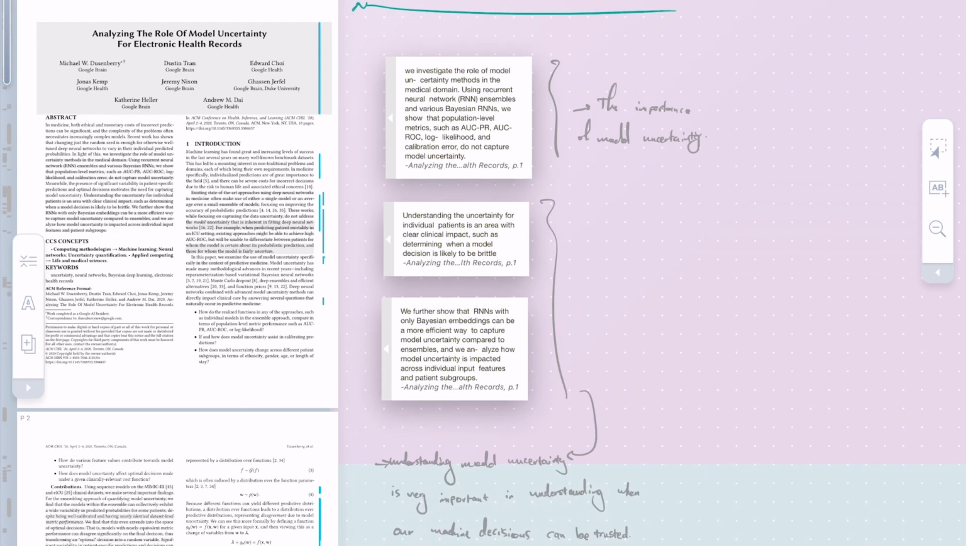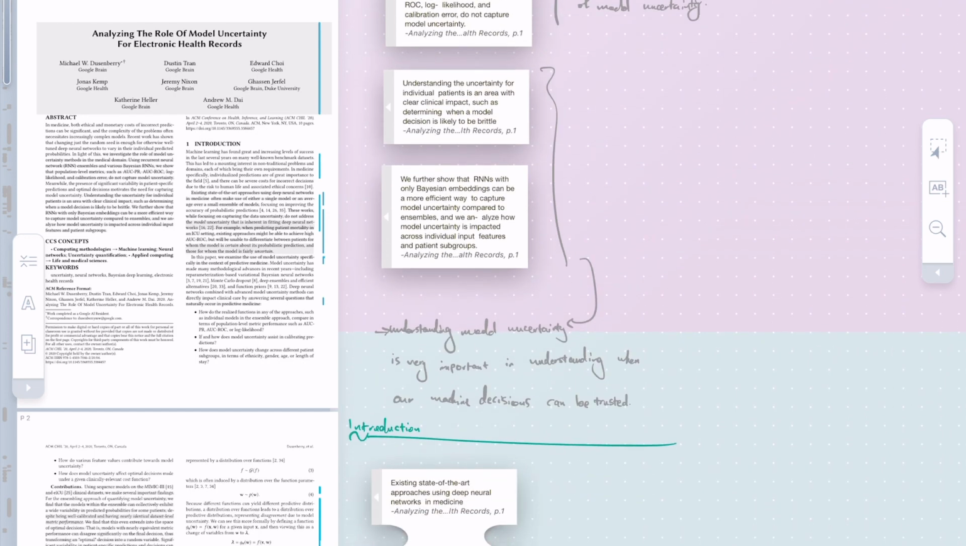They show further that the RNNs with only Bayesian embeddings can be a more efficient way to capture model uncertainty compared to ensembles, and then they analyze how model uncertainty is impacted across individual input features in patient subgroups. So this paper is about understanding model uncertainty, which is very important because medical decisions have a lot to do with confidence. So we need to know when a model decision is confident and is reliable.